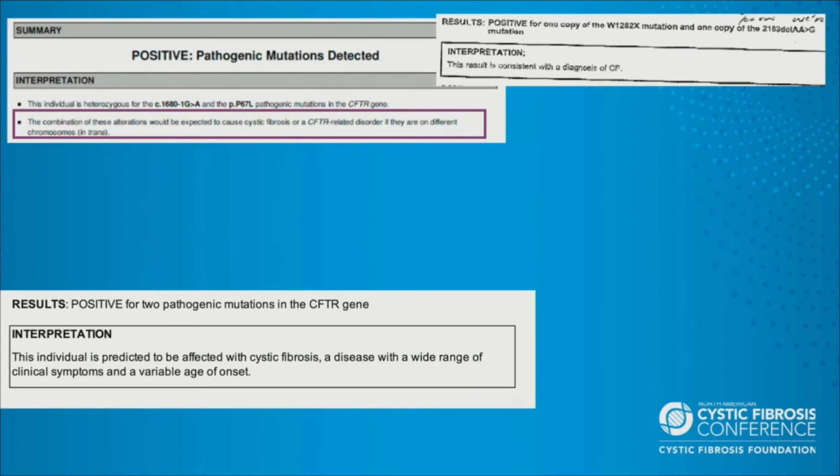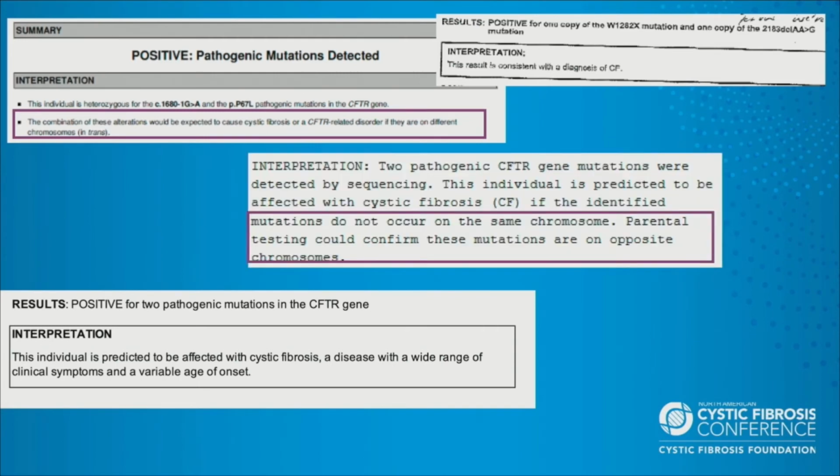So this one, if you draw your attention to the blue box, it does have a bullet. The combination of these alterations would be expected to cause CF or a CFTR-related disorder if they are on different chromosomes, and that means in trans. So that's a clue that you need to go back and look at the parents, which honestly should be done in most cases, even if the report doesn't tell you. And then essentially the same thing here, although they add on to that further to tell you how to do that. So parental testing could confirm.